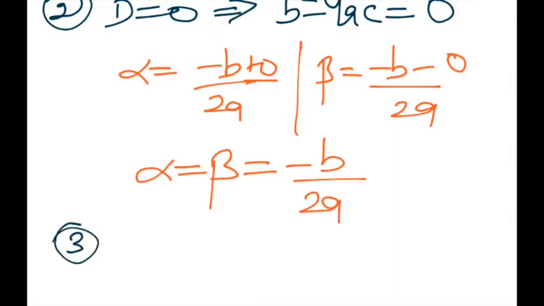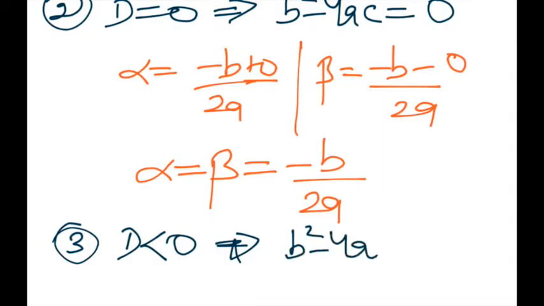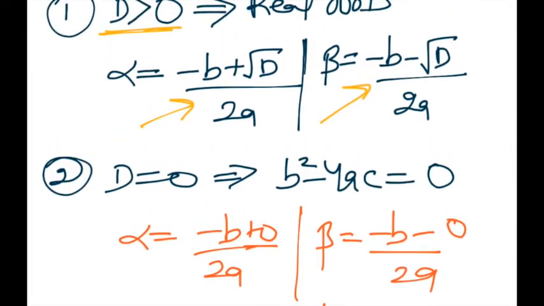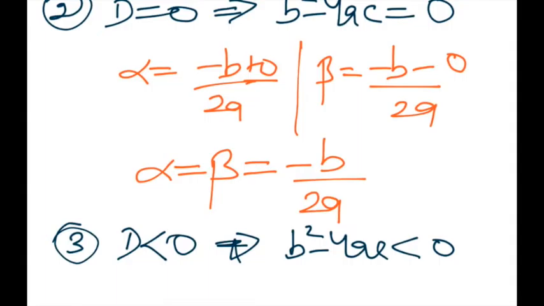Now third case, when discriminant is less than 0, that is b square minus 4ac is less than 0, right? If discriminant is negative, then this can't have a real value, right? So in this case, the equation doesn't have real roots.